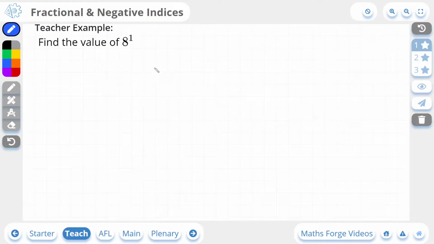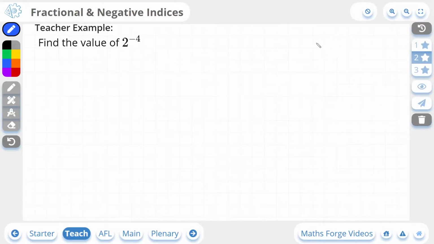And we'll do another 1-star example. Anything to the power of 1 is itself. So 8 to the power of 1 gives you 8. And of course, x to the power of 1 will give you x. A million to the power of 1 will give you a million. And if we check our answer, there it is.